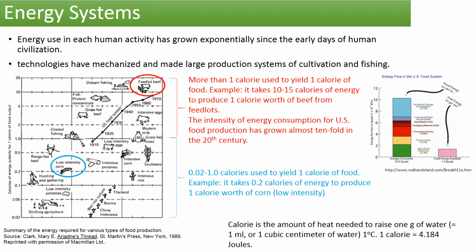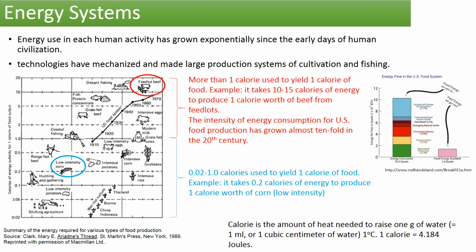So let's go through how humans have been using this energy and how efficiently we are using it. Efficiency is one of the things that has to be discussed in this class in order to understand energy. So on the left side of this graph, we can see the calories of energy subsidized for 1 calorie of food output.